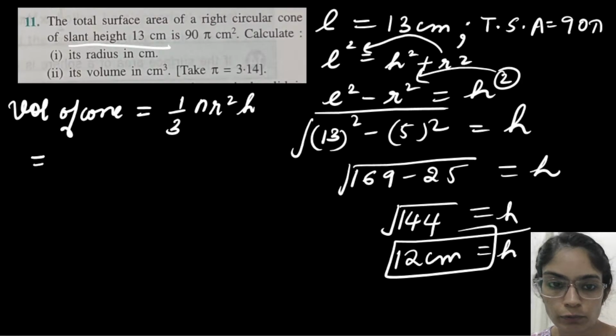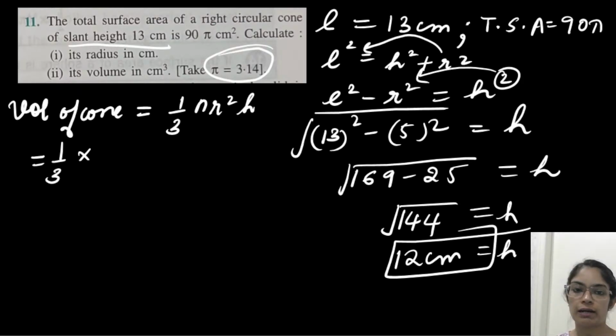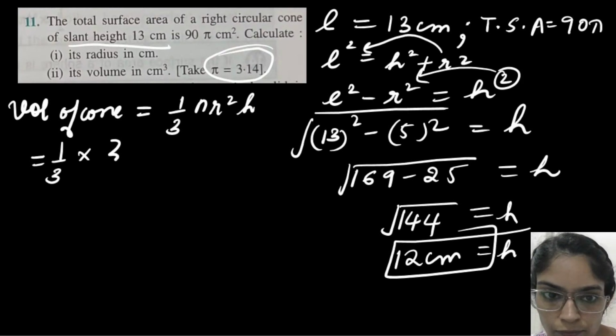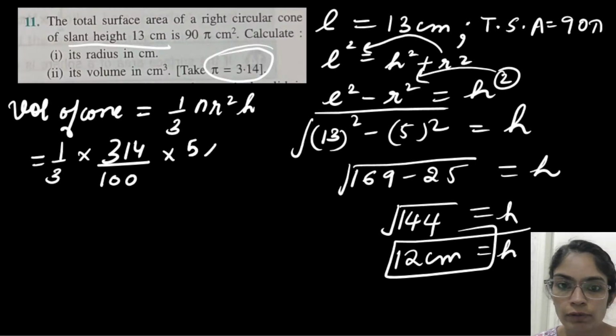Now we just have to find the volume. So let's write pi's value there. They have clearly mentioned we have to take 3.14, so I am considering the same value 3.14. I am just removing the decimal and writing 100. So 314 by 100 into r square. R's value we found is 5, so 5 into 5. Height we figured out is 12.